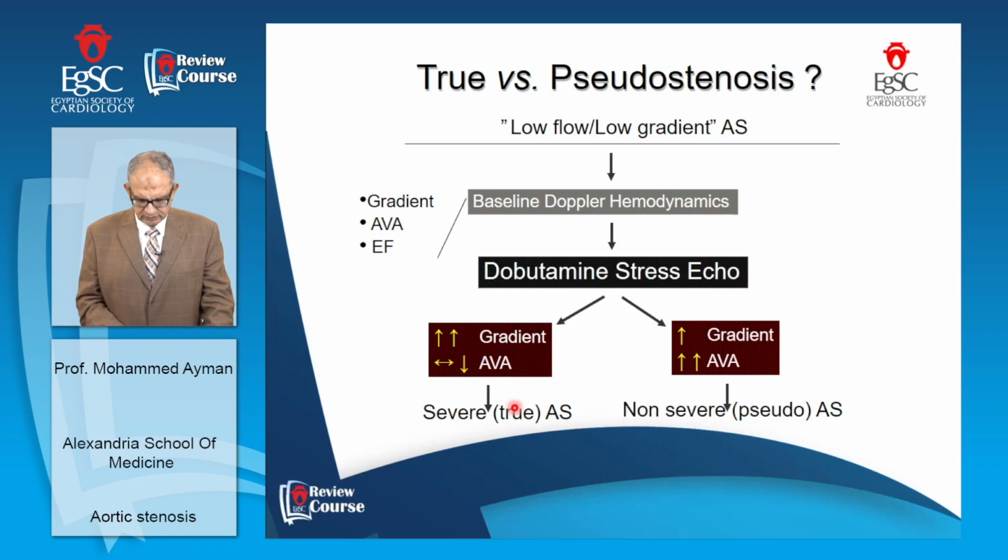On the other hand, if the gradient of the aortic valve with Dobutamine increased a little bit, but the aortic valve area improves, because with Dobutamine you improve the stroke volume, then the leaflets which were appearing as pseudo-stenosis are going to separate and the valve area is going to increase. So in such a case, this is a pseudo-aortic valve stenosis.